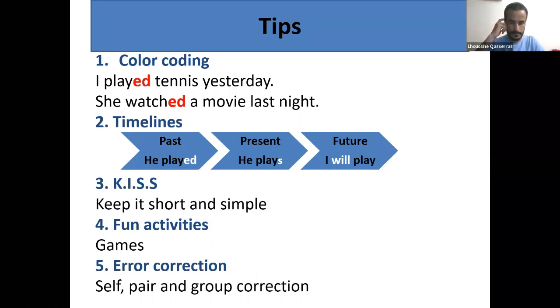Yes, please. Okay, good. So please, when you are teaching grammar communicatively: color coding, timelines, KISS, fun activities, and error correction. Let's move on.